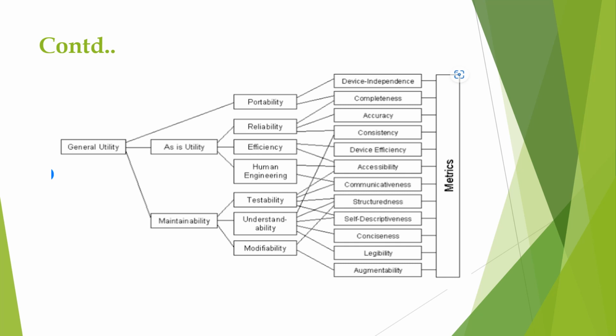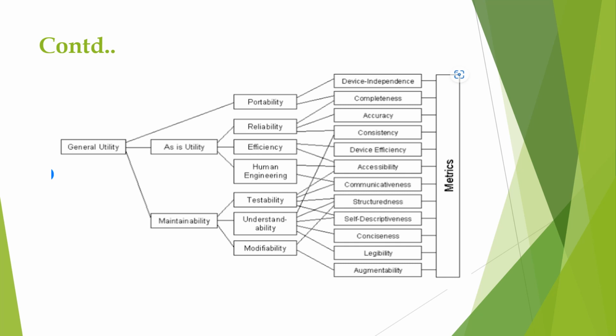These are classed as general utility or as-is utility, where the as-is utilities are a subtype of general utility. So we will be having general utility, which will be subdivided into as-is utility and maintainability. General utility roughly equates to the product operation criteria of the McCall model.